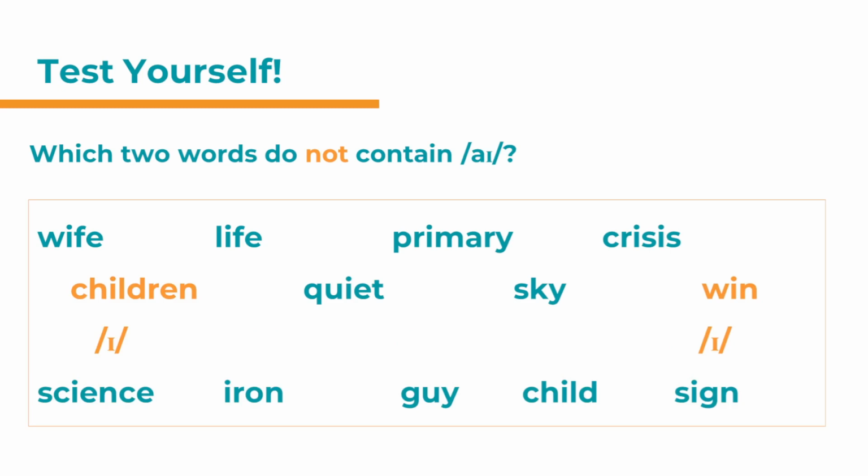And the answer is children does not contain /aɪ/, it contains the monophthong /ɪ/. And win also does not contain /aɪ/, it also contains the short monophthong /ɪ/. So children and win are the answer. All other words all contain the diphthong /aɪ/.